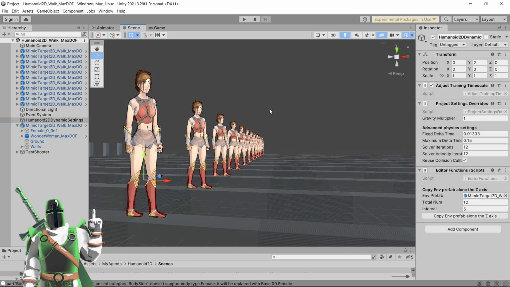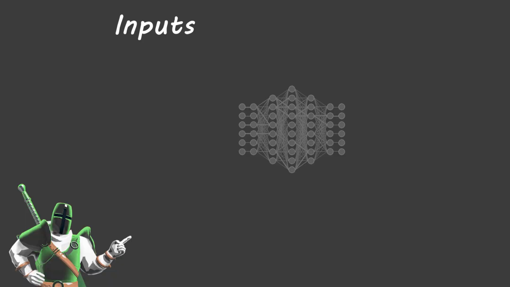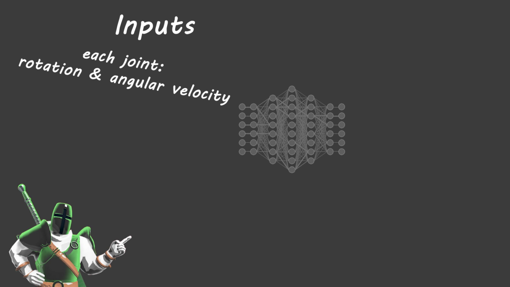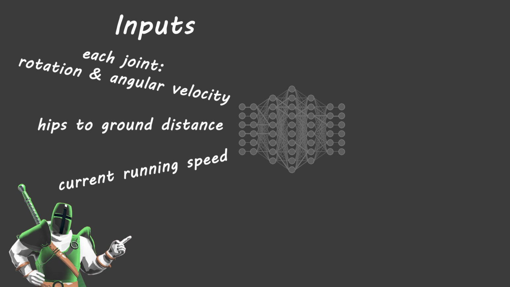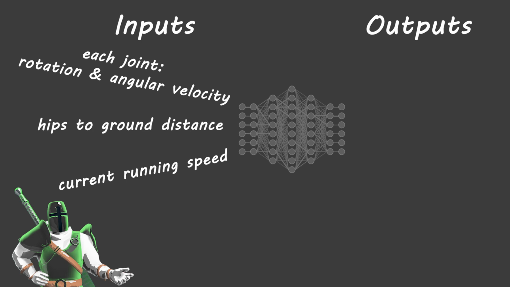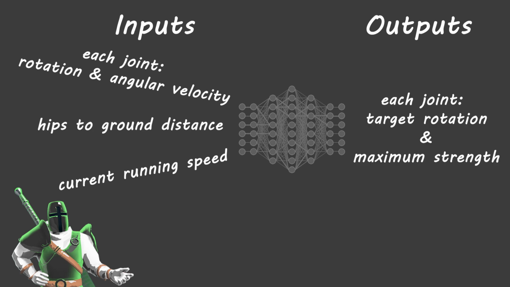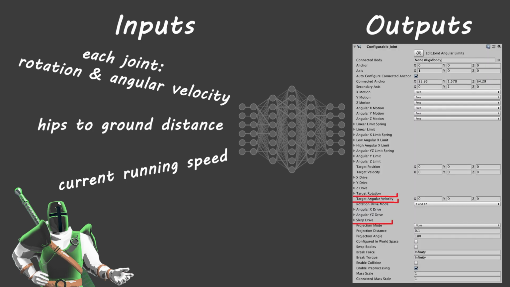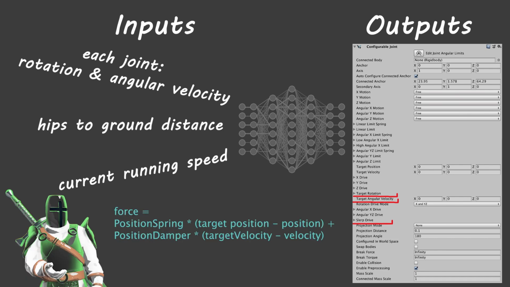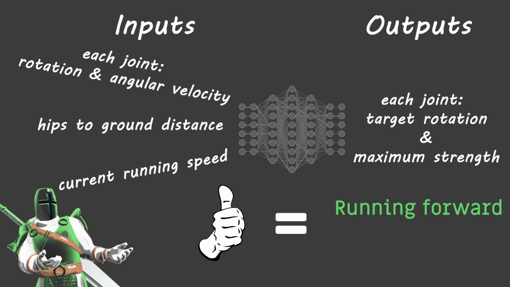Very basic stuff. At each time step, the agent takes its current state as input, including each joint's rotation and angular velocity, distance from hips to ground, plus agent's current running speed. Basically anything that could help him to complete the task. The output only consists of target rotation and maximum joint strength for each configurable joint component, and then that component uses a simplest version of PD controller to calculate the torque for the joint. Finally, we reward agent for running forward and not falling on its ass to the ground.